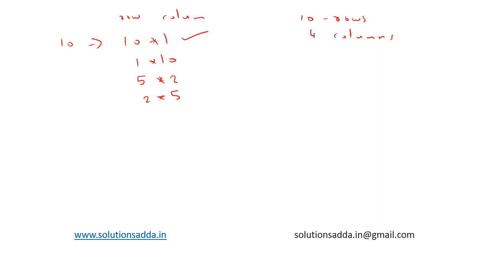Now the question that we are asked is to find the product. So 10 is possible only when we have 10 into 1 or 1 into 10 or 5 into 2 or 2 into 5. We have 10 rows and 4 columns only. So assume this as row and this as column. This is a possible combination. This is not a possible combination. This is a possible combination. This is not a possible combination. So only 2 combinations are possible. Row 10, column 1, and row 5, column 2. These are the possible combinations.